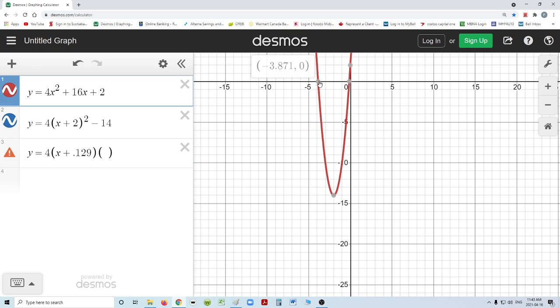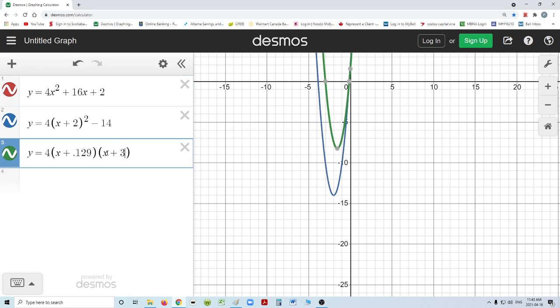And x plus 3.871. And sure enough, there we go. My green one now matches my blue one, which also now matches my red one. So I did that from the graph. I created the factored format. You can indeed, and you will have to learn how to do factored formatting. And when it's not clean like this, you have to use something called the quadratic formula, but we're going to get to that.